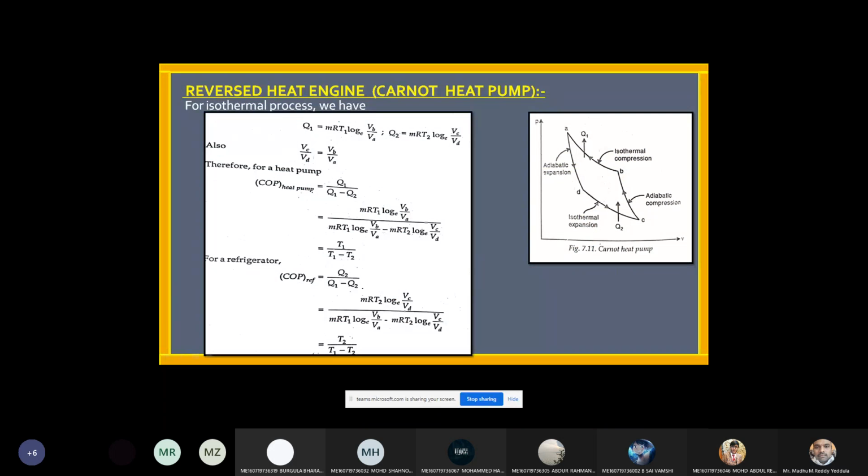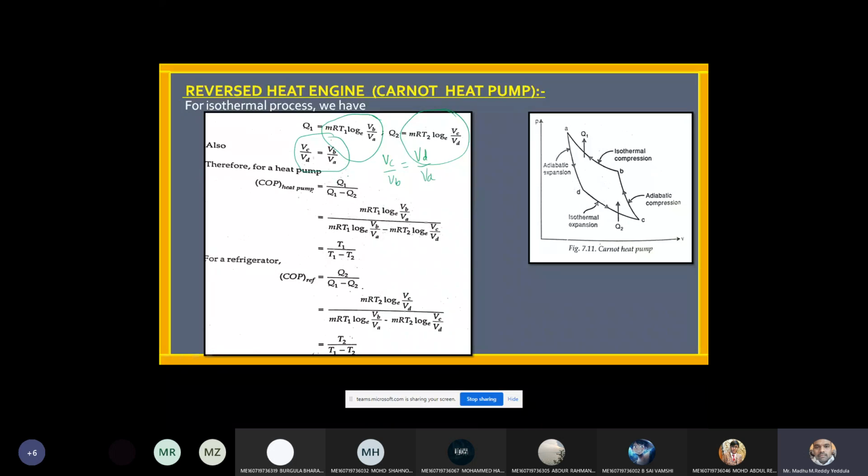Right. So Q1 is equal to PV ln VB by VA, and as we just now discussed in the heat engine, VB by VA, and this is Q2. And this is also what I just now proved: VC by VD is equal to VB by VA, or I can say VC by VB is also equal to VD by VA, right?